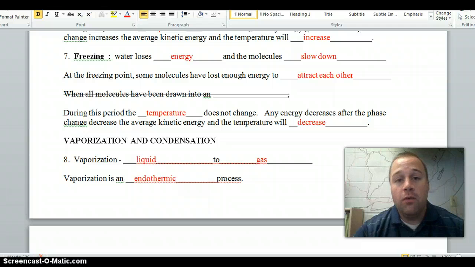Freezing is the opposite. You're going to lose energy. The molecules are going to slow down. As they start to slow down, they start to attract each other, and then as they attract each other, they start to form the more structured solid. Again, during this time period, temperature does not change, and once all freezing is complete, then the temperature will start to decrease.